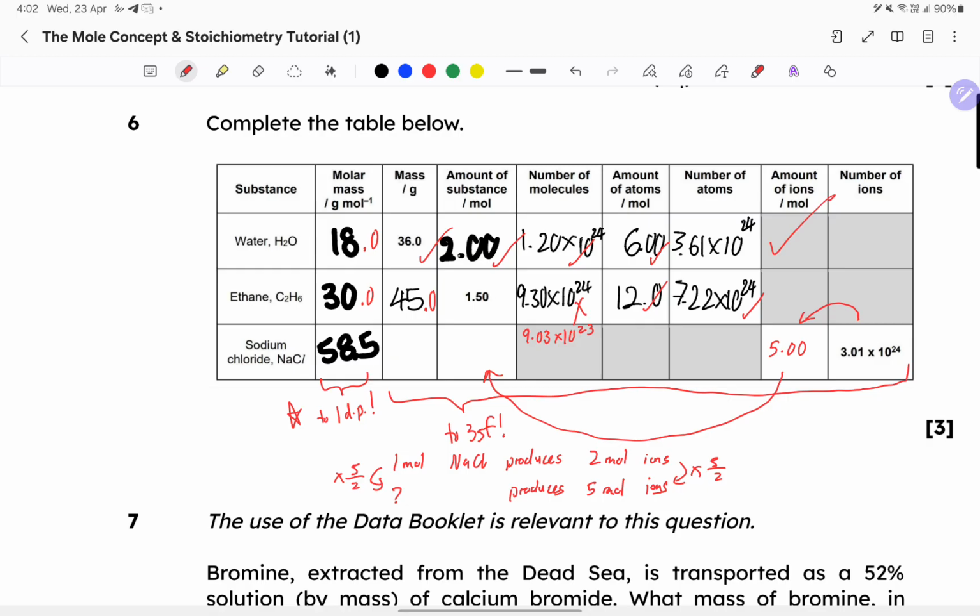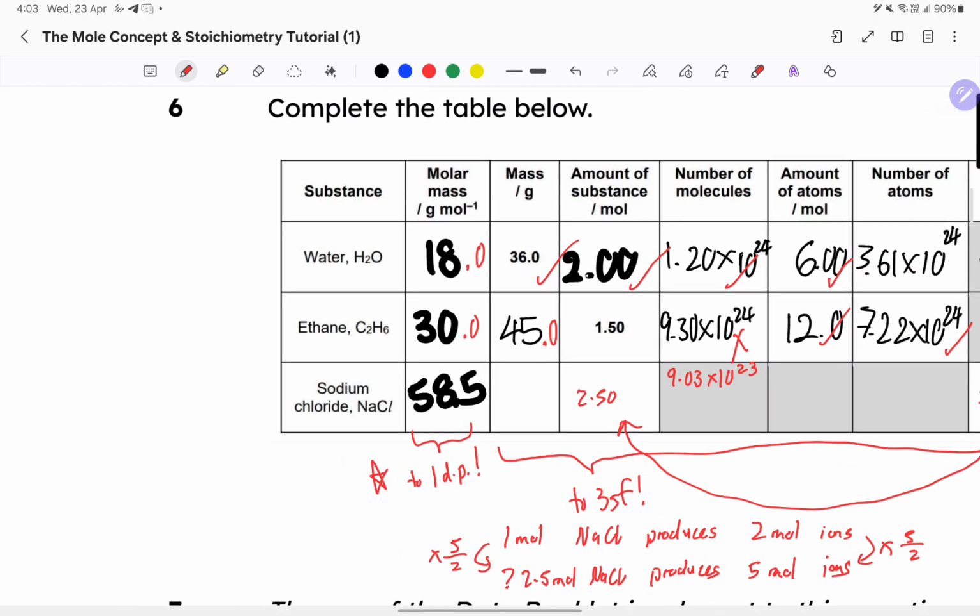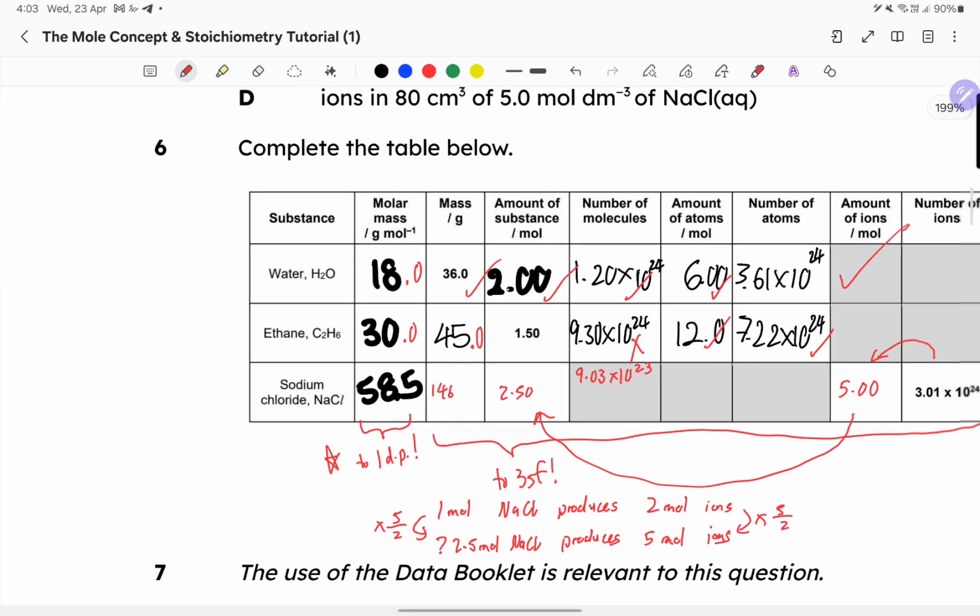So in that sense, to find what is this, you just need to take 5 divided by 2. So 5 over 2 will have been 2.5 mole of NaCl. So this side will have been 2.50 mole of NaCl. And then when you want to find the mass, you just need to find the molar mass and the amount of substance. You multiply them together, 58.5 times 2.5, and that will have given you 146 as the mass.